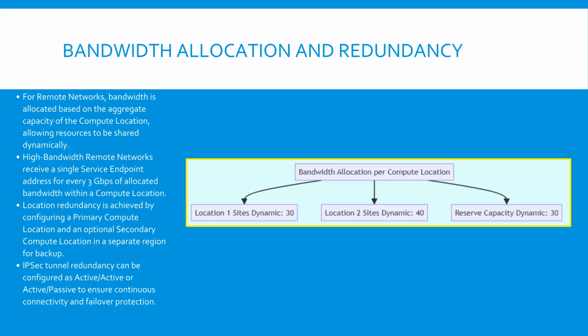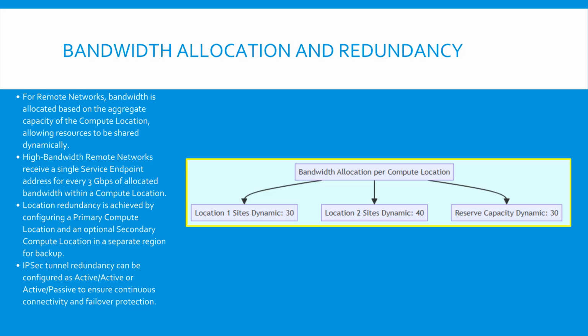This pie chart visually represents the dynamic bandwidth allocation model utilized for remote networks within a single compute location. Instead of dedicating fixed bandwidth to individual sites, the total capacity of the compute location is pooled. We see here that sites connected to location 1 are currently using 30% of the total available bandwidth, while sites in location 2 are utilizing 40%. The remaining 30% is shown as reserve capacity, which can be dynamically allocated to any site within this compute location as demand increases. This aggregate bandwidth model provides flexibility and optimizes resource utilization across geographically nearby sites.